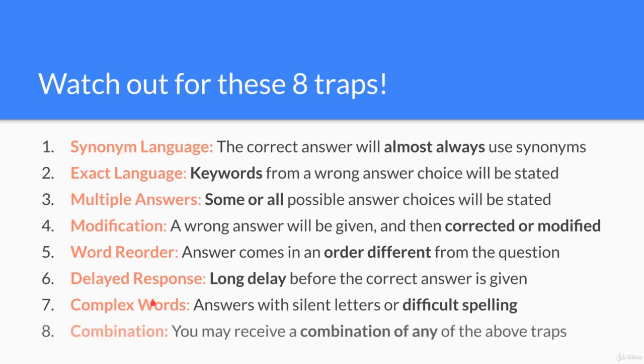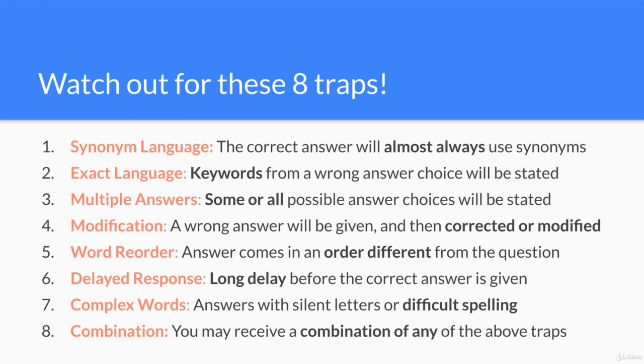And finally, we have combination. Combination is basically when you receive a combination of any of the above traps. You may see some of these traps grouped together in a single question, or maybe you will see all of these traps in a single question. That is also possible. Okay, so that is combination.